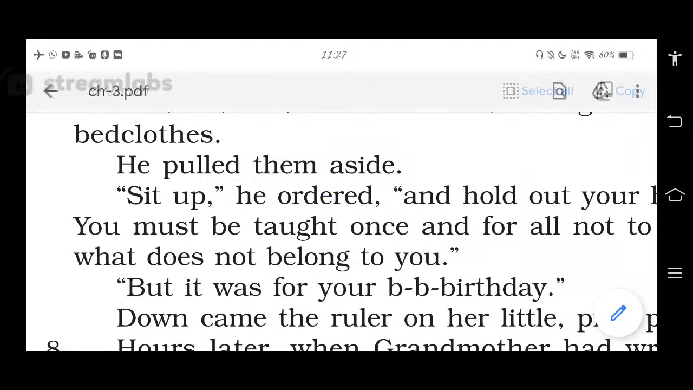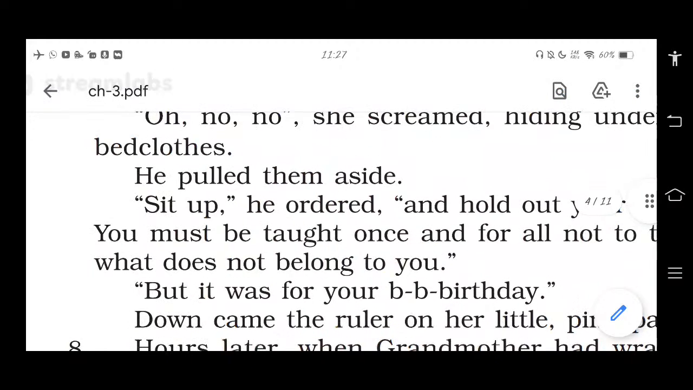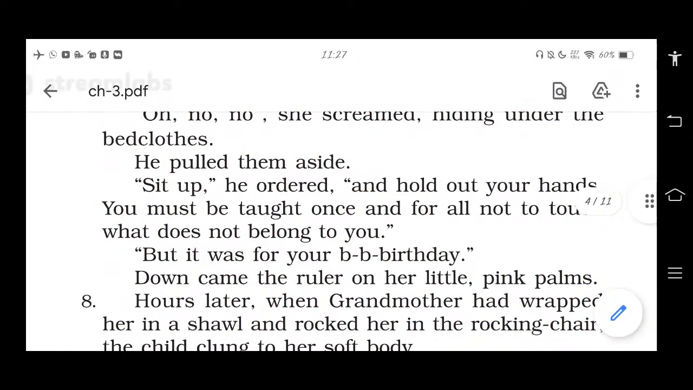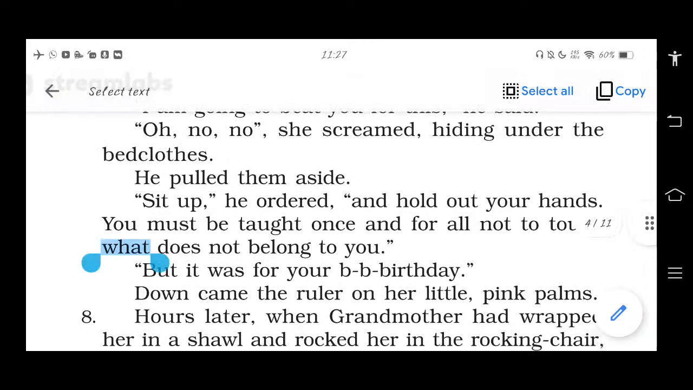Sit up, he ordered, and hold out your hands. You must be taught once and for all not to touch what does not belong to you. What doesn't belong to you, you should not touch. So therefore, you must be taught. Very good. Very nice of you.